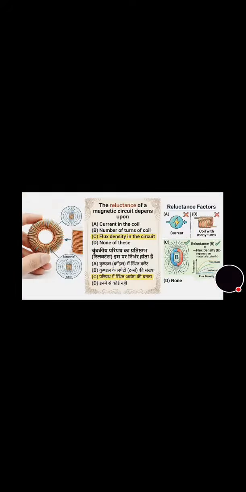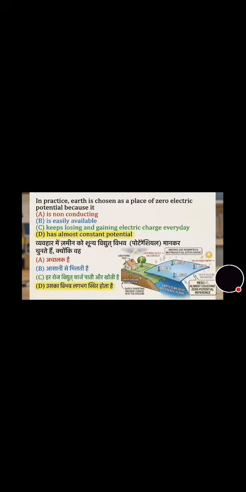The real working part of a DC machine is the what? Armature winding, commutator, field winding or poles. And its correct answer is option A, that is armature winding. Now move toward the next question. The reluctance of a magnetic circuit depends upon what? And its correct answer is option C, that is flux density in the circuit. Now move towards the next question. In practice, Earth is chosen as a place of zero electric potential because it is, and its correct answer is option D, that it has almost constant potential.